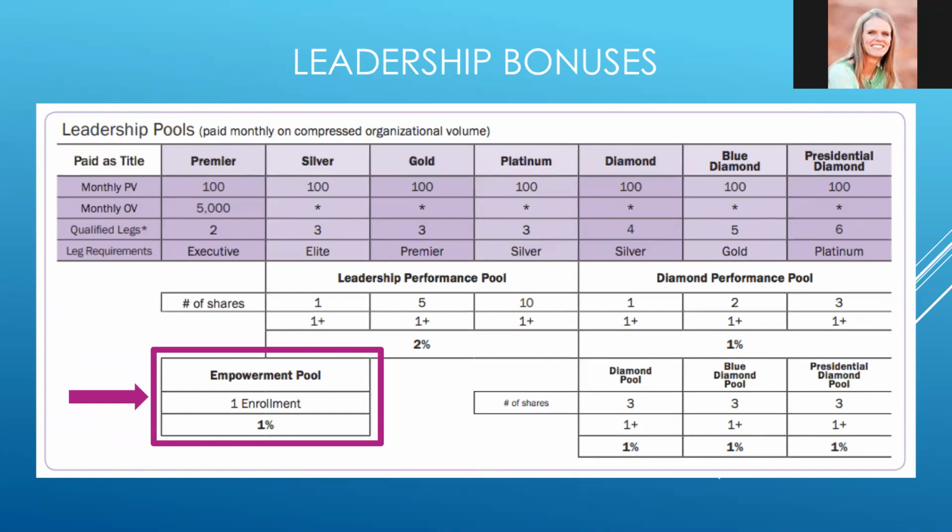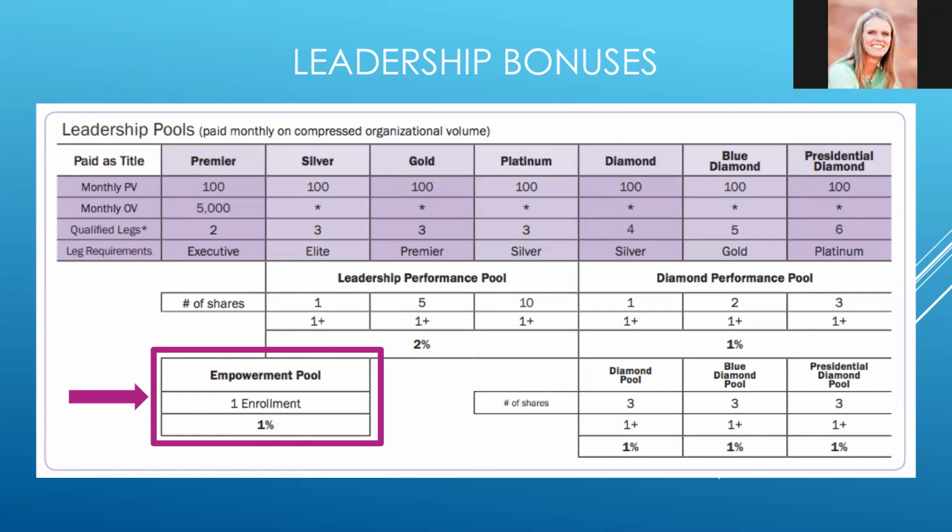So when all of that has happened, what doTERRA essentially does is take 1% of the company's profits and divide it out between all of the Premiers and Silvers. Right now, the empowerment bonus is around $220, which is an incredible bonus to be able to have as a Premier and a Silver.